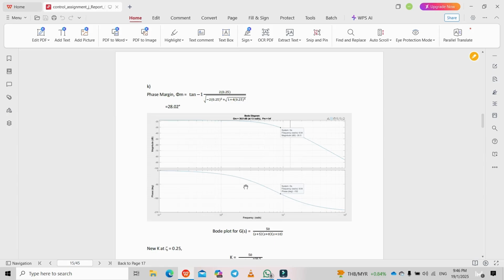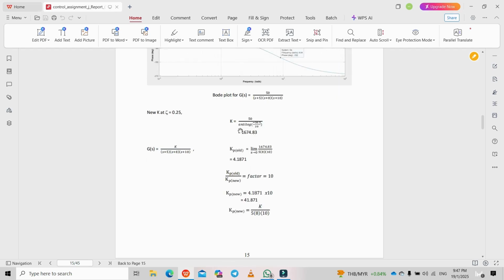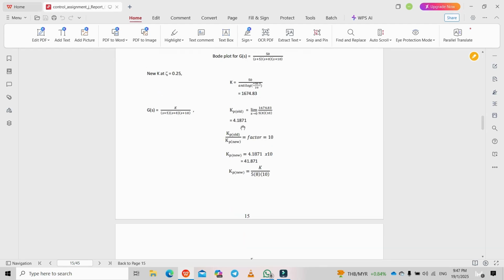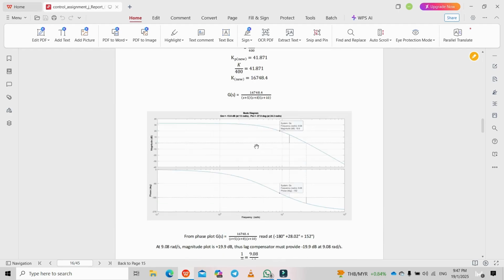For the question on designing a lag compensator, first we calculate the phase margin using the given damping ratio 0.25. Then we get this Bode diagram, and we calculate our new gain K using the formula Kp. Then we replace the new K into our system 1 transfer function.